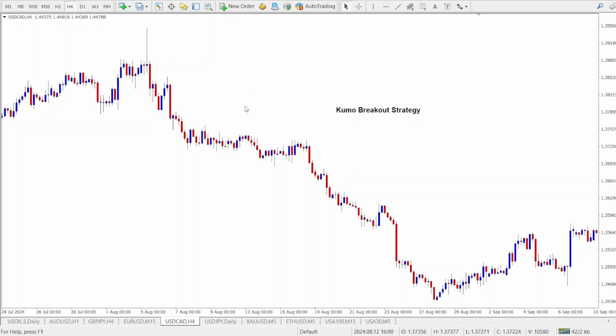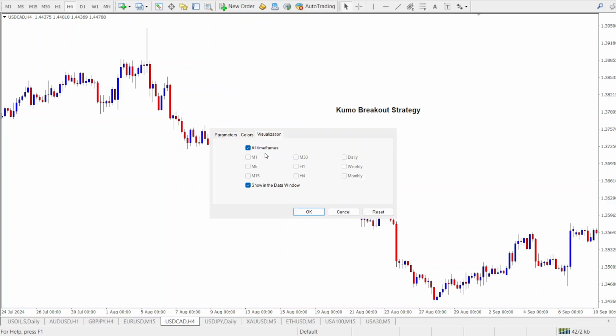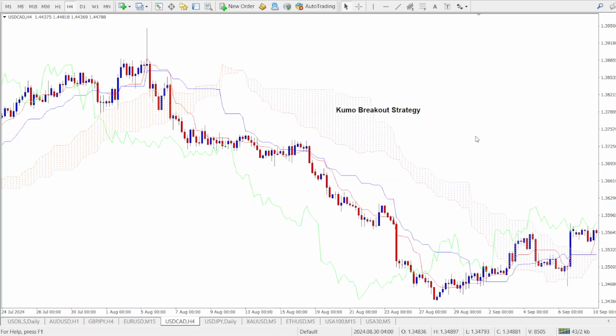Now, this strategy, the Kumo Breakout Strategy precisely, is a dynamic technique from the Ichimoku Cloud, and it's quite perfect for spotting breakout opportunities. So let me just add the indicator to the chart right away. The Ichimoku Kinko Hyo. All right, this is the Ichimoku Kinko Hyo indicator. So you can see that this indicator comprises a couple of indicators in one. We have the Kumo Cloud, the Tenkan Sen, the Kijun Sen, and the Chikou Span as well. So, a couple of indicators in one, right?